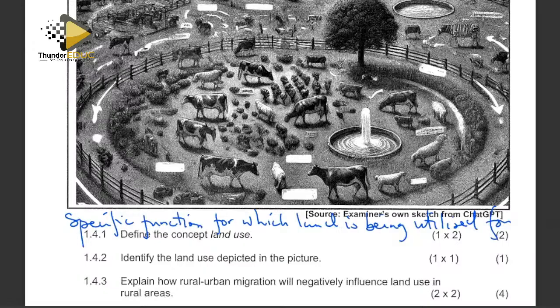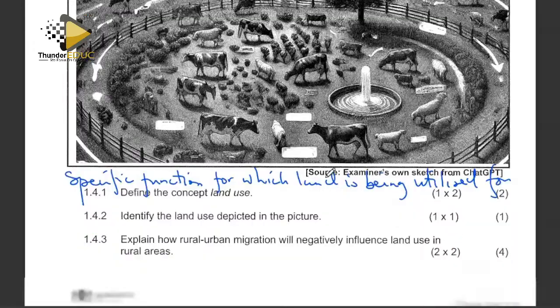Are we doing crop farming? Are we doing animal husbandry? Are we doing forestry? Is it an area for mining? That is land use. We are looking at the specific designation or function which is being performed on a specific piece of land. Right, moving on to the next question.